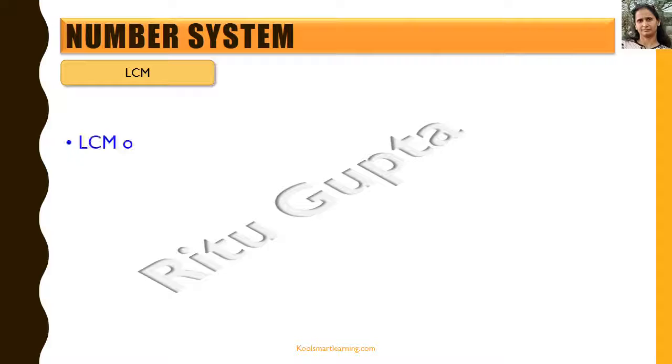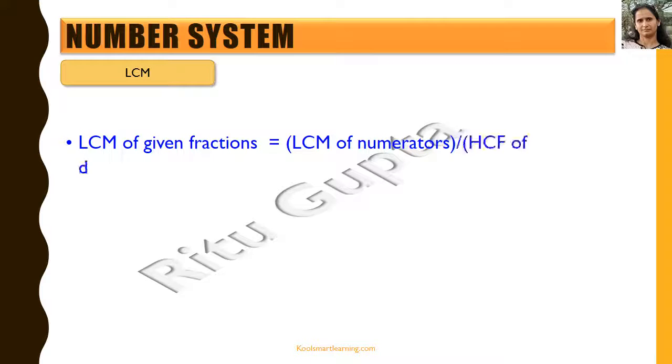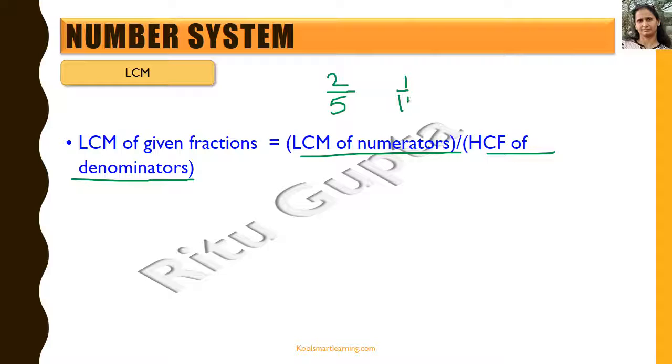Let's now look at the LCM. If we want to find the LCM of given fractions, it is given by the LCM of the numerators divided by the HCF of the denominators. So say, for example, we have two fractions, 2 by 5 and 1 by 15, and we want to find the LCM of these two numbers.